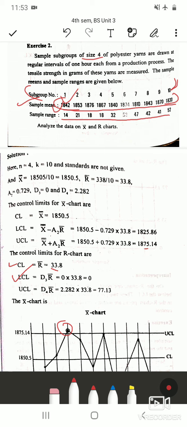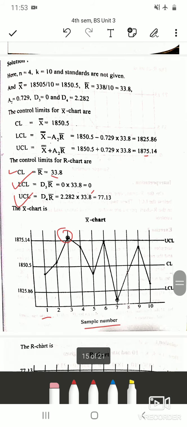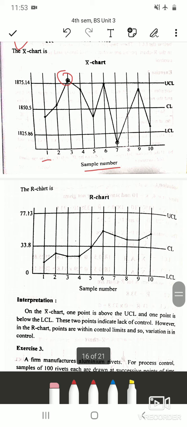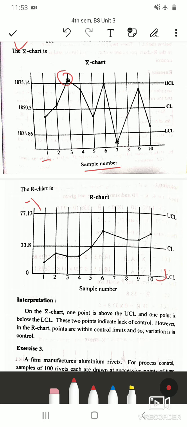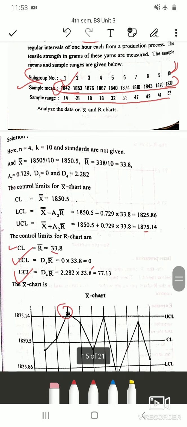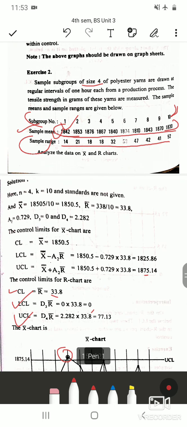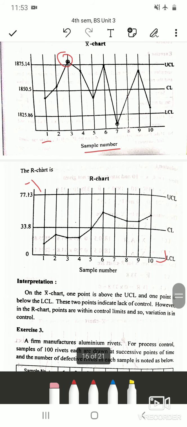Lower control limit is D3 into R bar, so it is 0. Upper control limit is 77.13. So take the scale accordingly, and the x-axis will be the same. There are 10 sample numbers. For the y-axis, take it such that all the control limits and all the sample range values are included. Mark all these values in the graph and then see whether the points lie within the limits or not. Here points are within the control limit, so the process is under control.